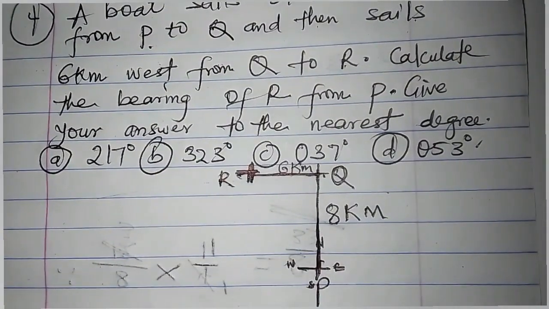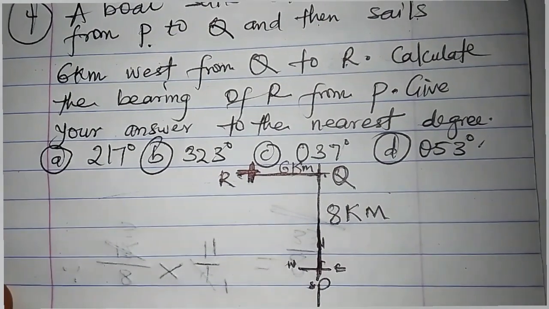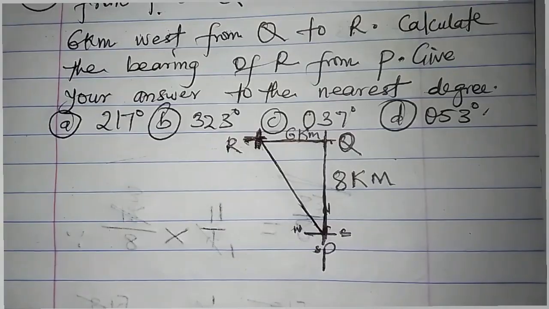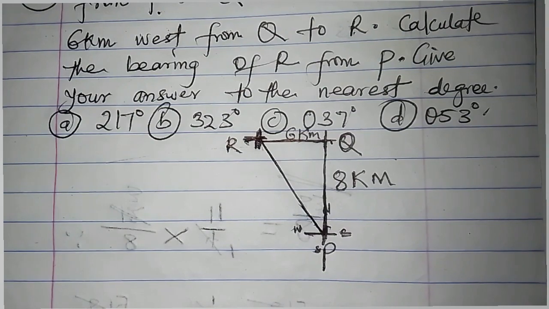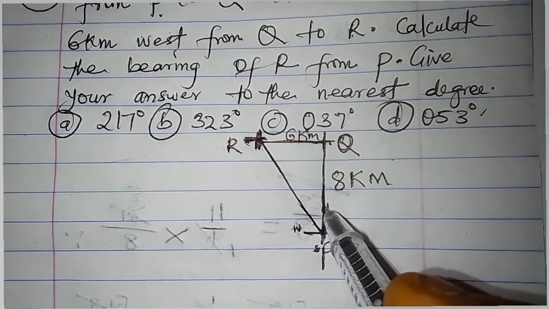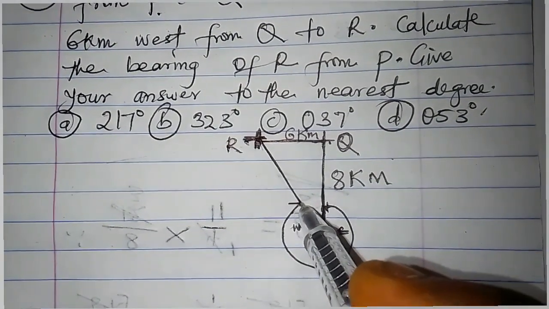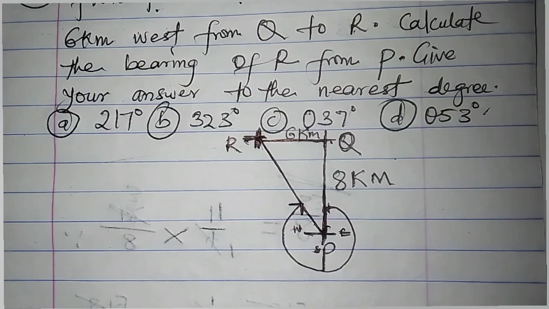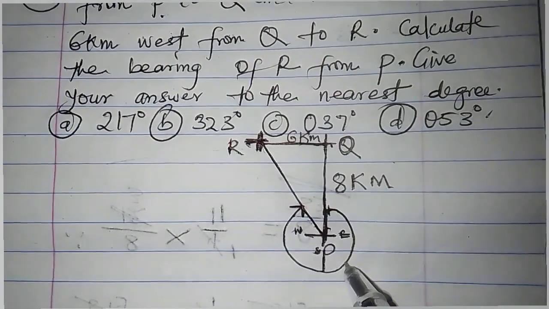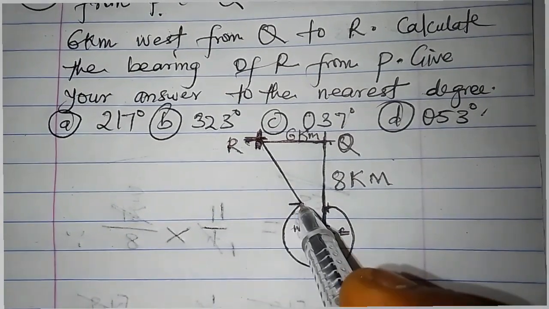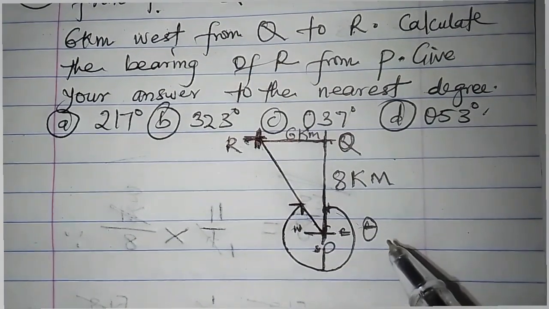Alright, the question wants us to determine the bearing of R from P. First of all, I will have to connect R and P together. I've connected R and P together. Now, the bearing of R from P is the angular distance from this point, the north of P, down to where I have R. That's bearing for you. The angular distance from the north, always from the north, down to the line that connects P and R, which is this. So I need to get this full angle, and that angle is the bearing.